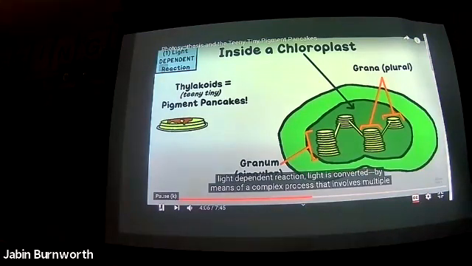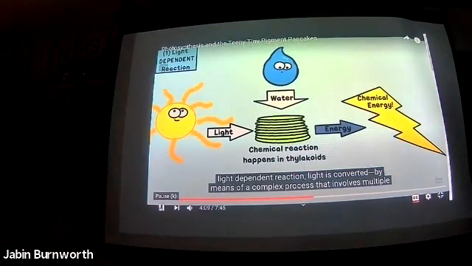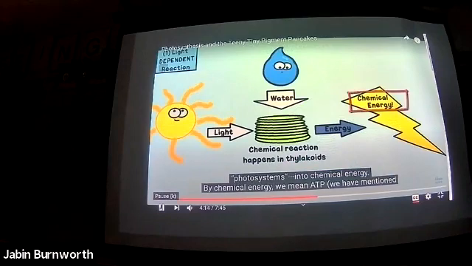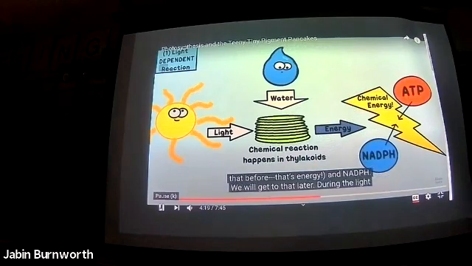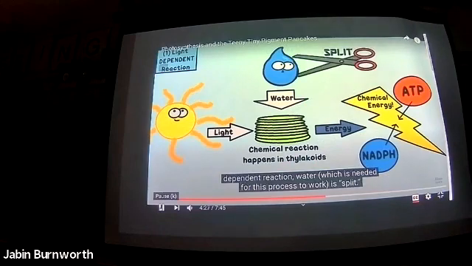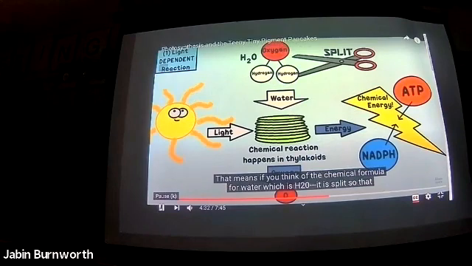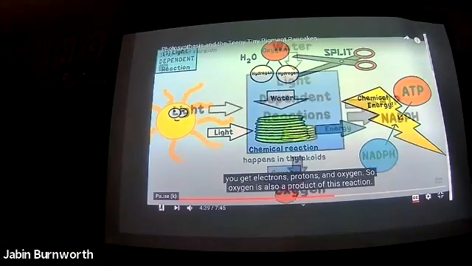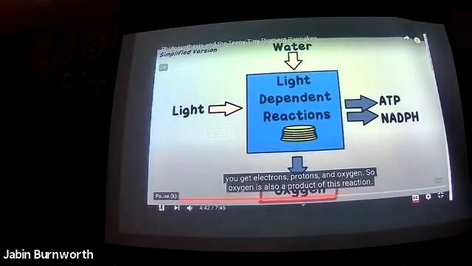In the light-dependent reaction, light is converted by means of a complex process that involves multiple photosystems into chemical energy. By chemical energy, I mean ATP, we've mentioned that before, that's energy, and NADPH. We'll get to that later. During the light-dependent reaction, water, which is needed for this process to work, is split. That means if you think of the chemical formula for water, H2O, it is split so that you get electrons, protons, and oxygen. So oxygen is also a product of this reaction.